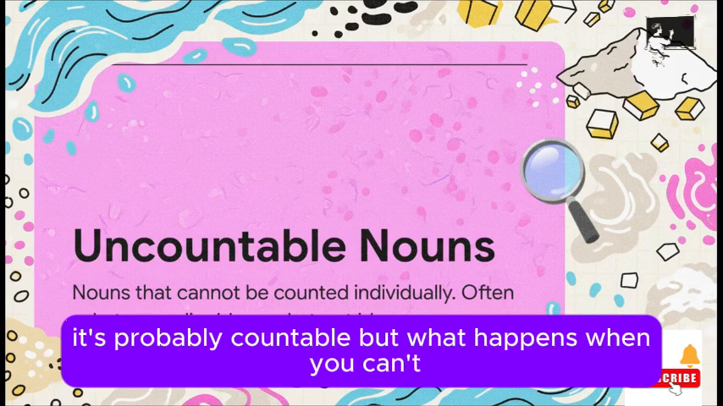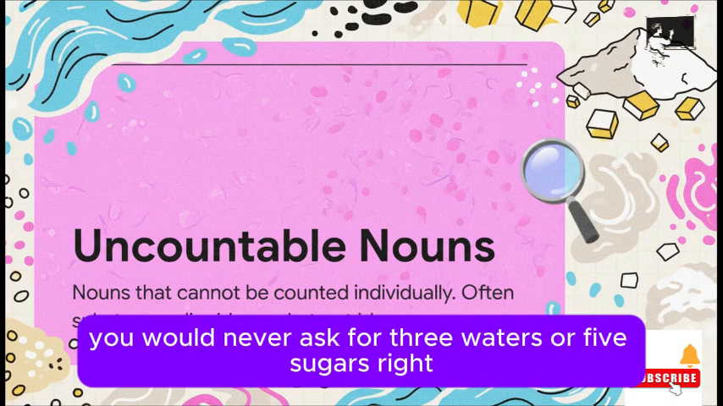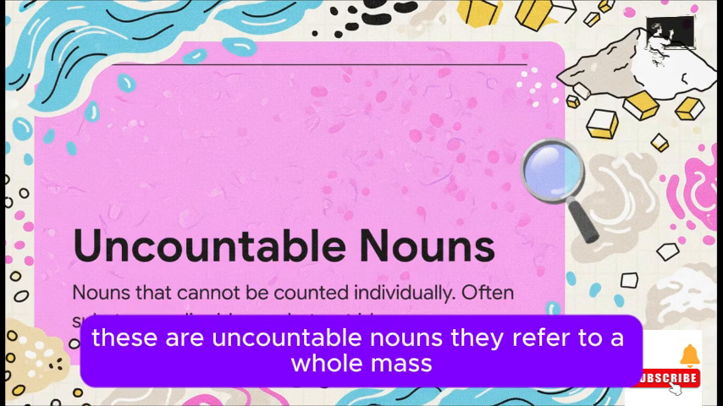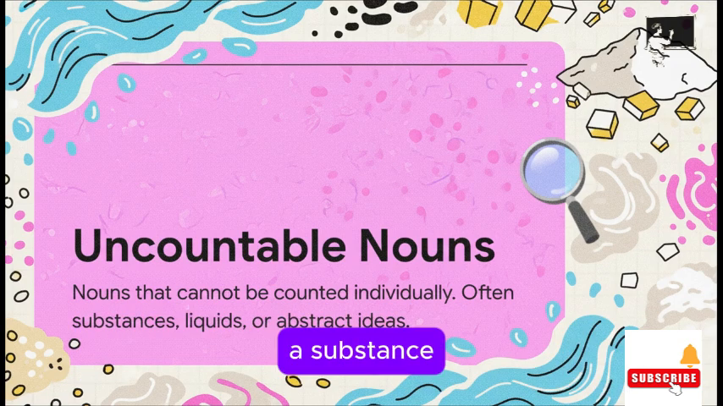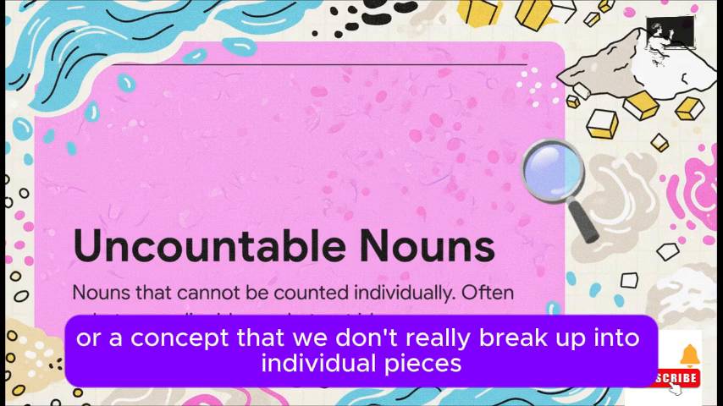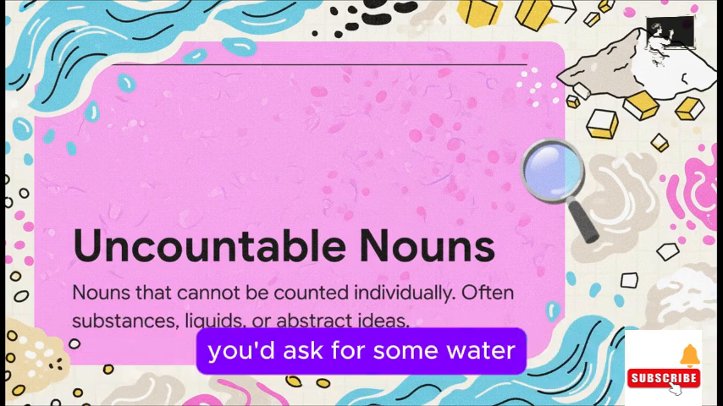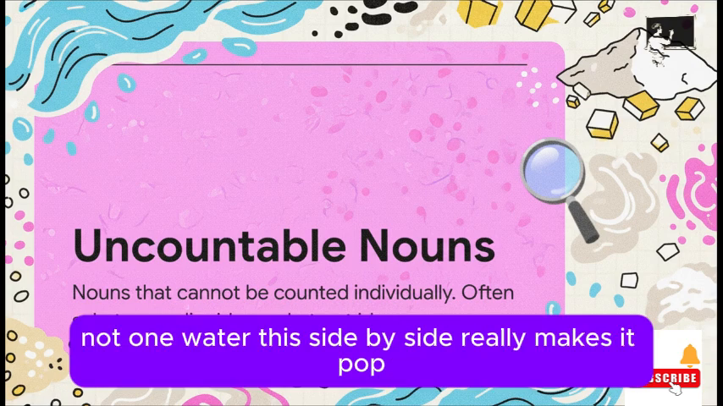But what happens when you can't? I mean, think about it. You would never ask for 3 waters or 5 sugars, right? These are uncountable nouns. They refer to a whole mass, a substance, or a concept that we don't really break up into individual pieces. You'd ask for some water, not one water.